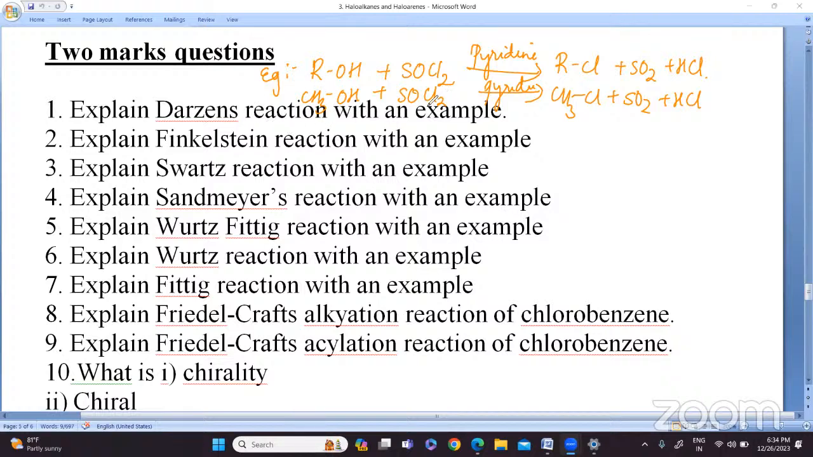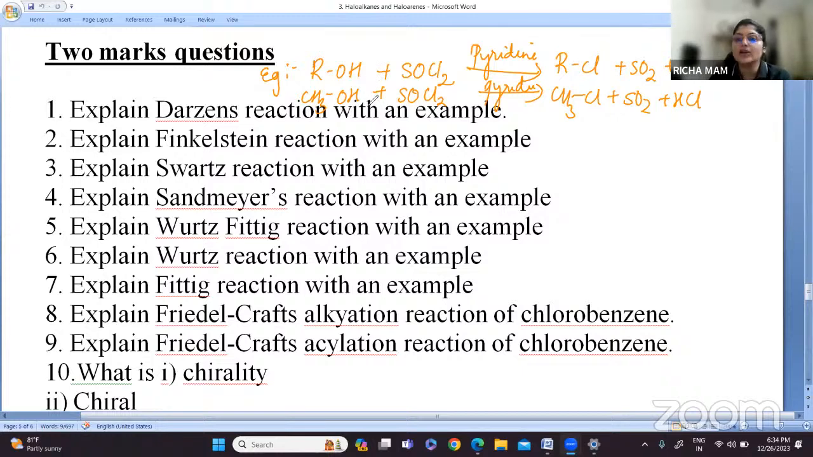So what is the explanation you have to write now? Alkyl chlorides are prepared by refluxing alcohols with thionyl chloride in the presence of pyridine. And this is called Darzen's reaction. And you have to write this example. If they tell you to write an example, you have to write this example. If they tell you to write a general reaction, then you have to mention this only. So please study the general reaction as well as the example. For all the name reactions, you have to learn the general reaction as well as one example. So this is Darzen's reaction.